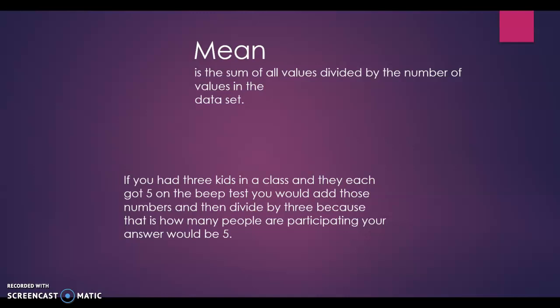So the first thing that I'll be talking about is mean. Mean is the sum of all values divided by the number of values in the dataset. So let's say you had 3 kids in a class and they each got a score of 5 on the BEEP test. You would add those scores and divide them by 3 because that's how many people were participating. So if you added them, that would be 15, and divide by 3, it would be 5. So your answer would be 5.